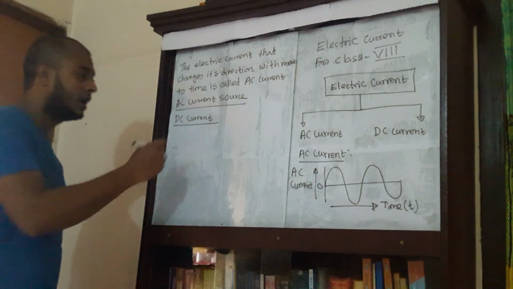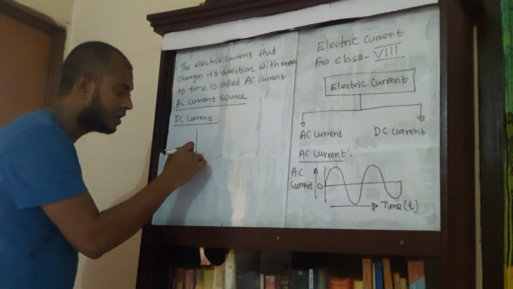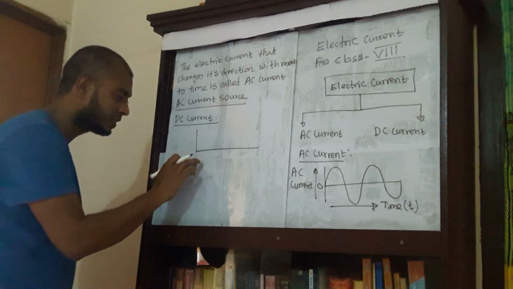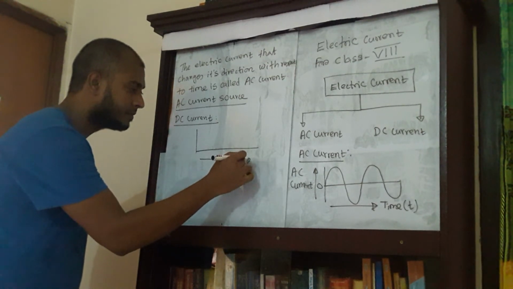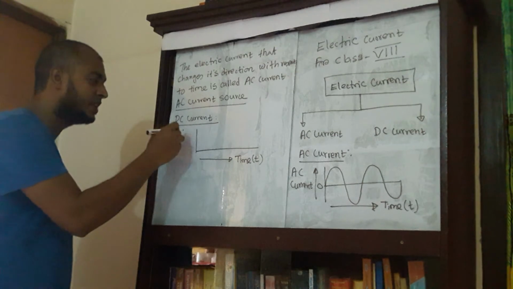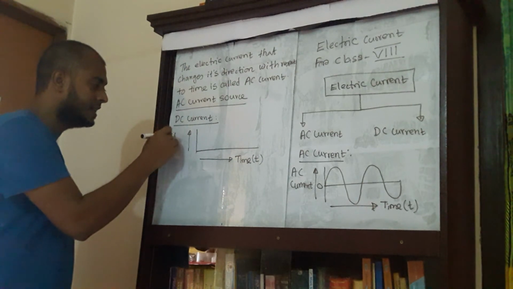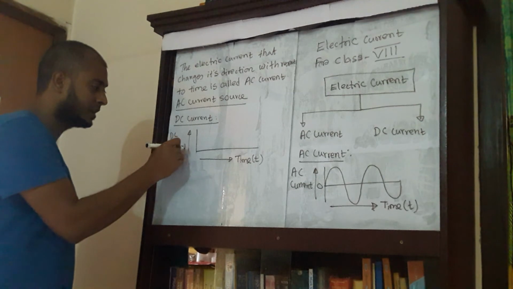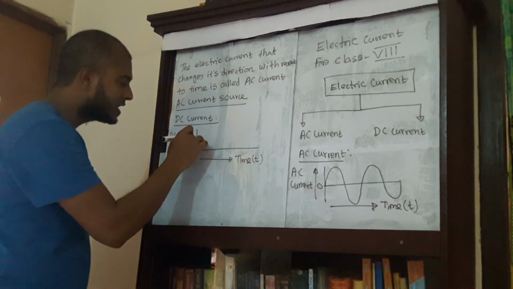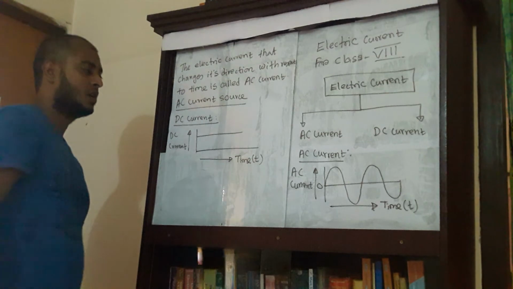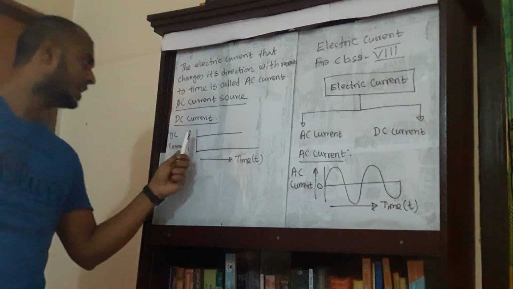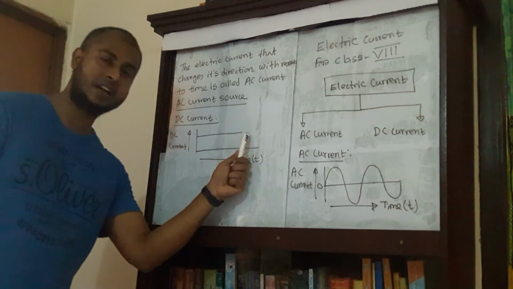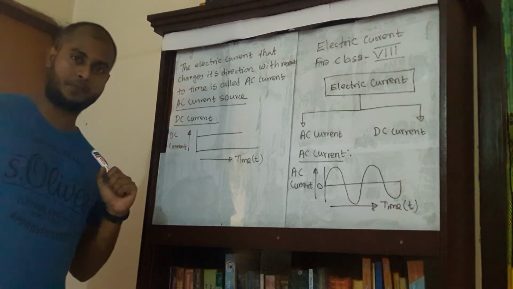For example, this is a graph of DC current. On this axis this is time t, and on this axis this is the DC current. So this DC current doesn't change its direction with time. For the flow of time, this DC current doesn't change its direction. This DC current flows in the same direction, in a straight line. It doesn't change its direction.